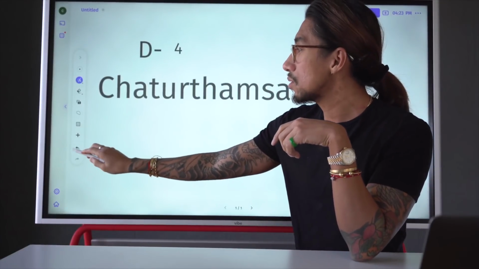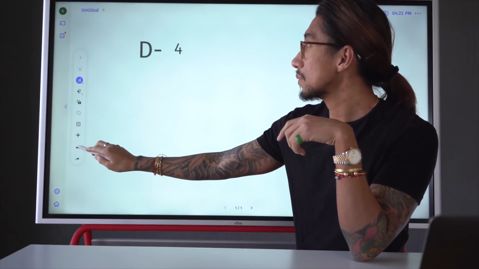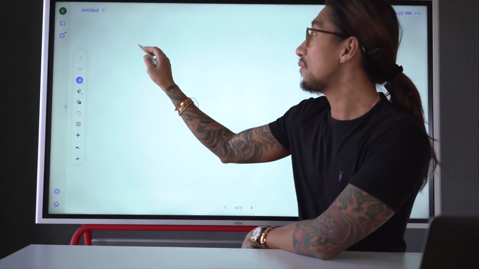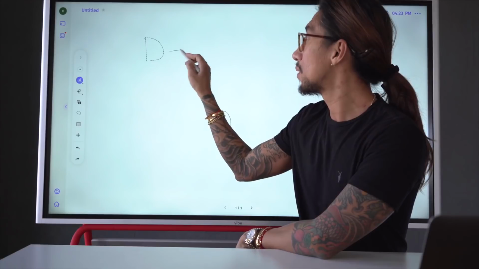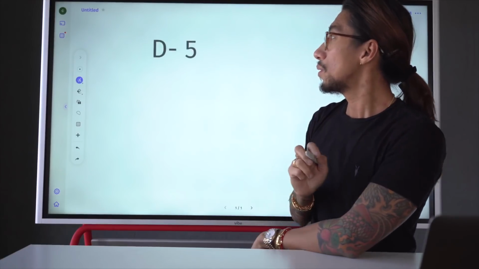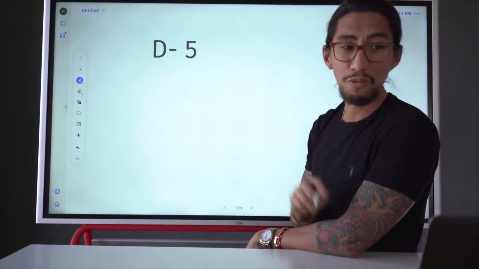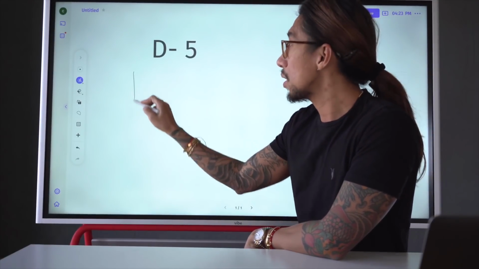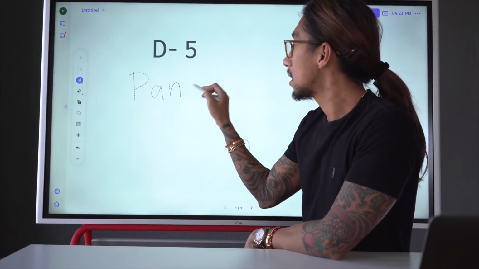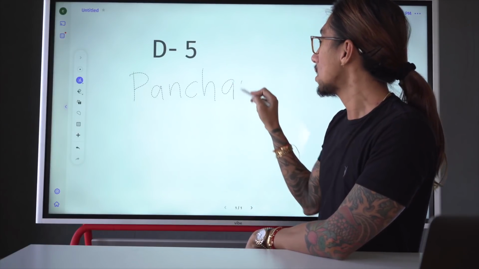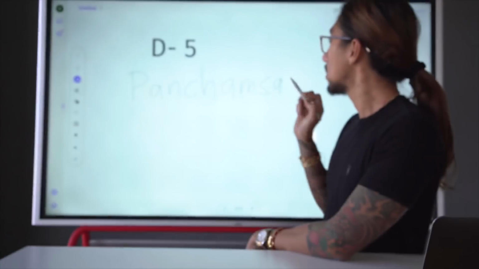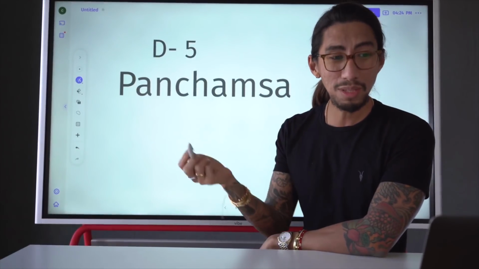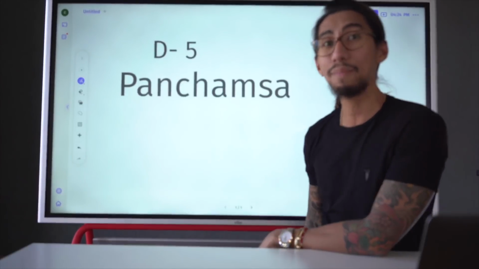Next we go for the D5, which is fame, authority, and power, which we call Panchamsa. Panchamsa: fame, authority, and power.